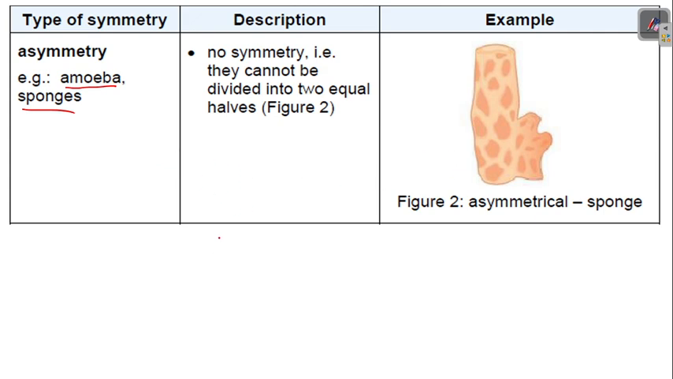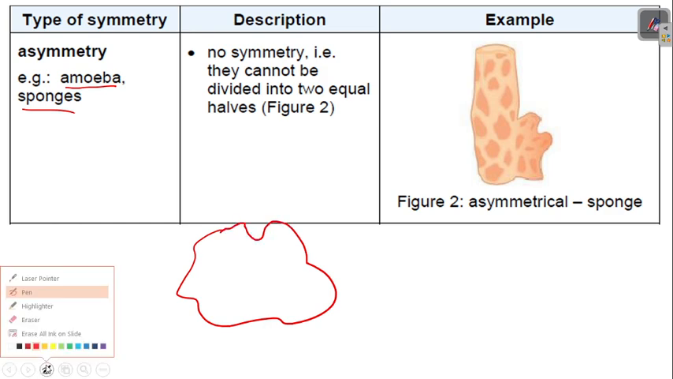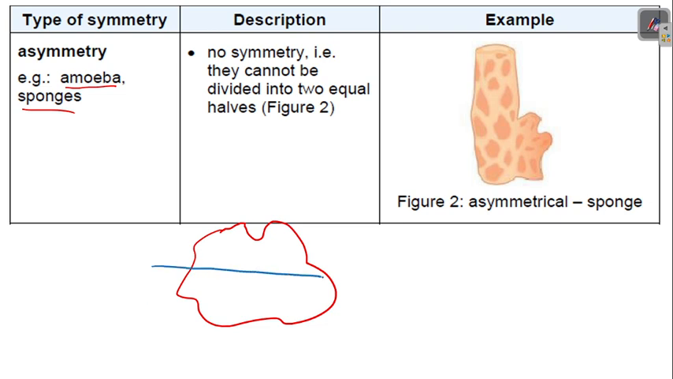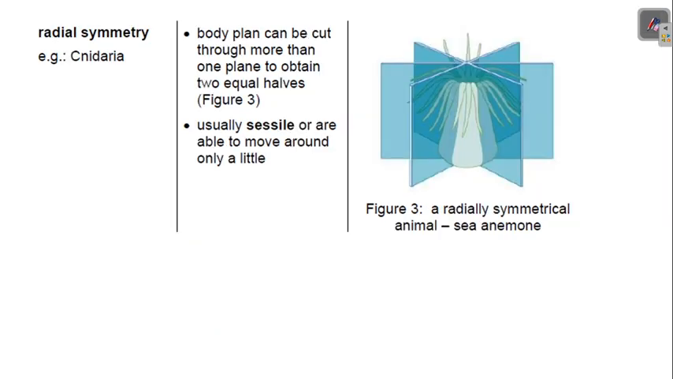So for example, we know the amoeba as being a shapeless organism, a shapeless protist. If I cut here, for example, will I have two identical halves, half 1 and 2? No. If I cut it from this direction, do I have two identical halves? No. Whichever direction I cut it from longitudinally, I will not have identical halves. So we say that these ones don't have perfect symmetry. They are asymmetrical. Okay? Good.